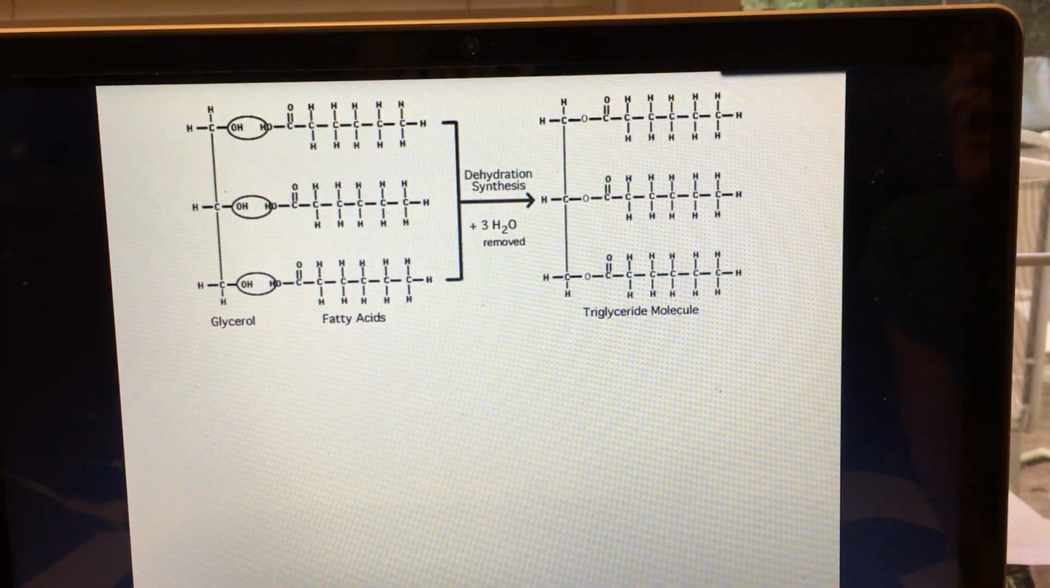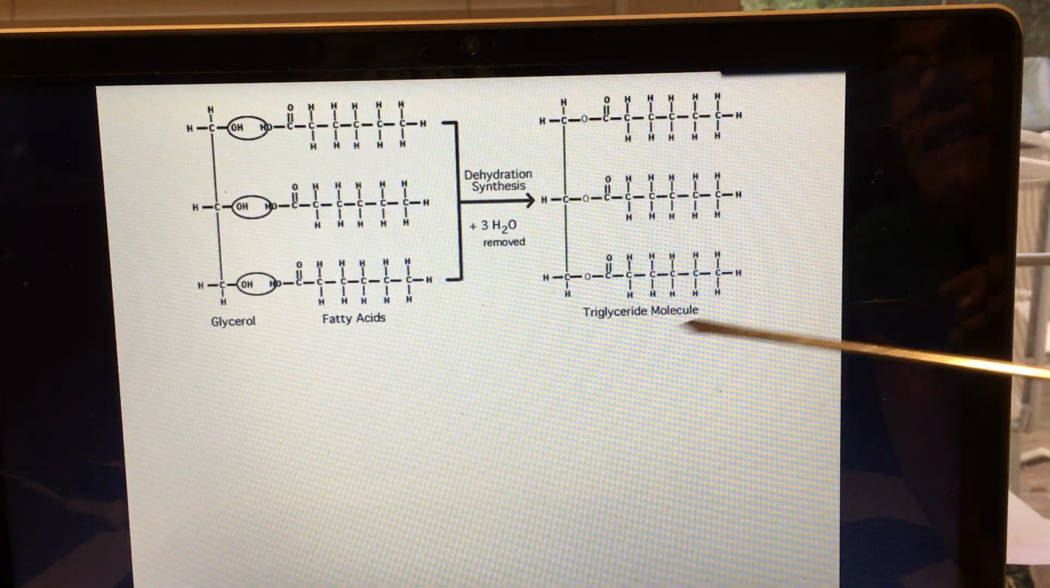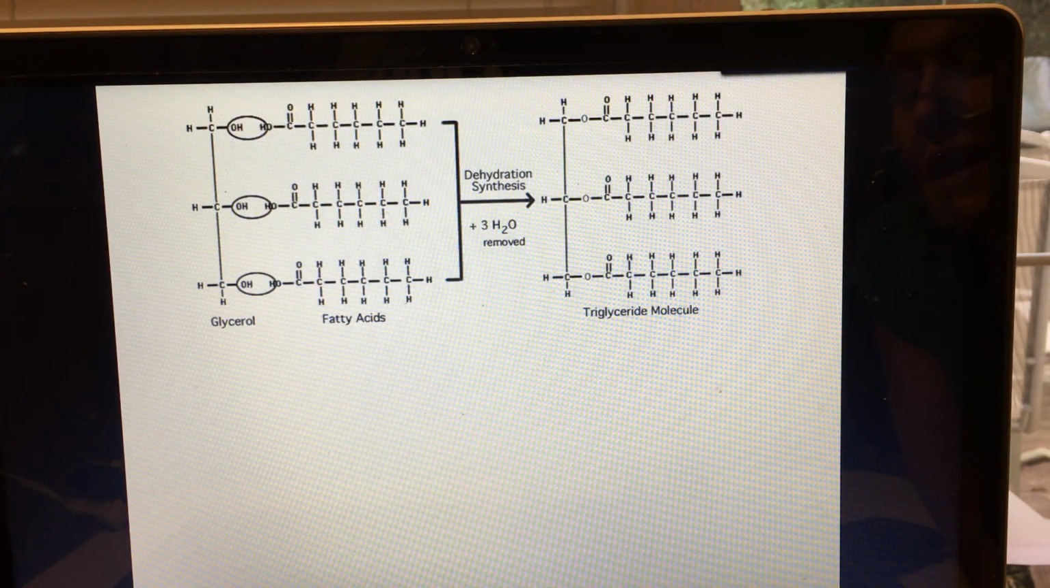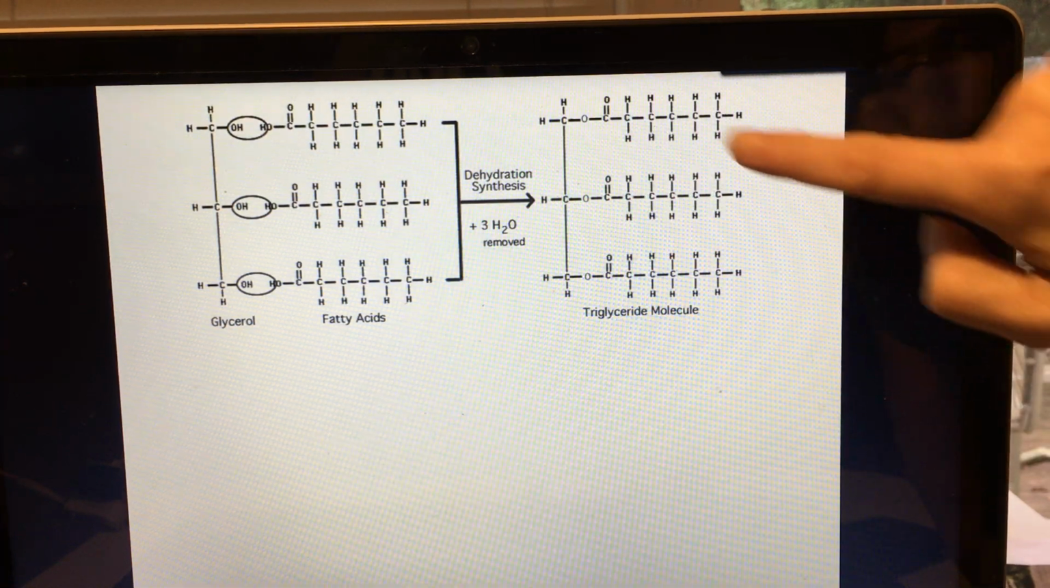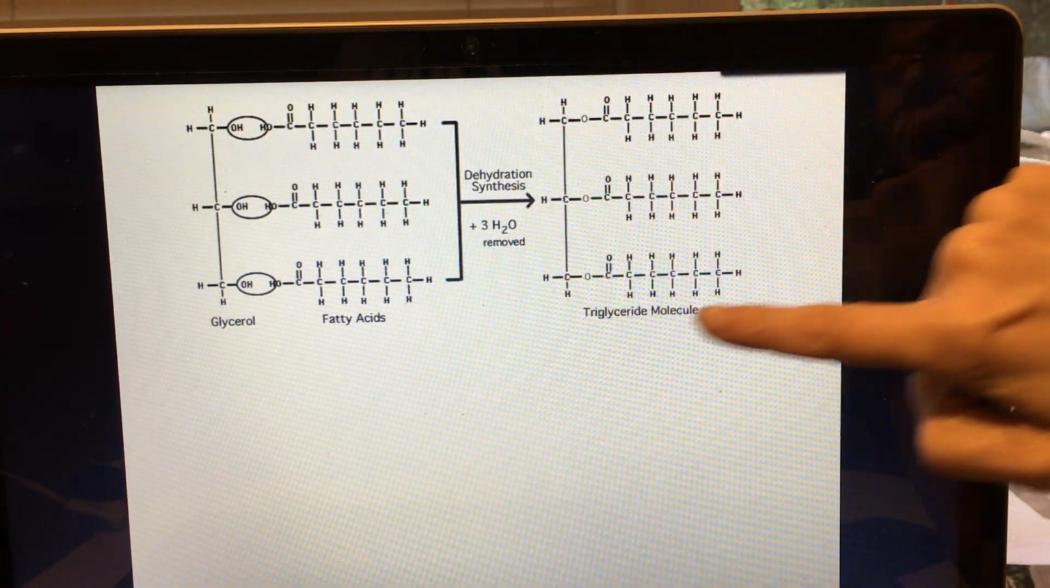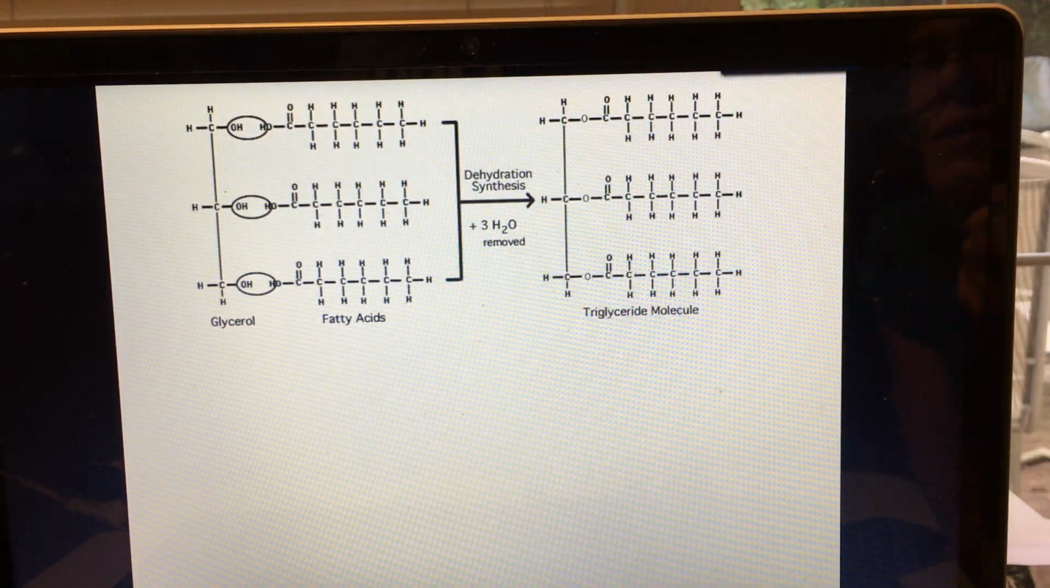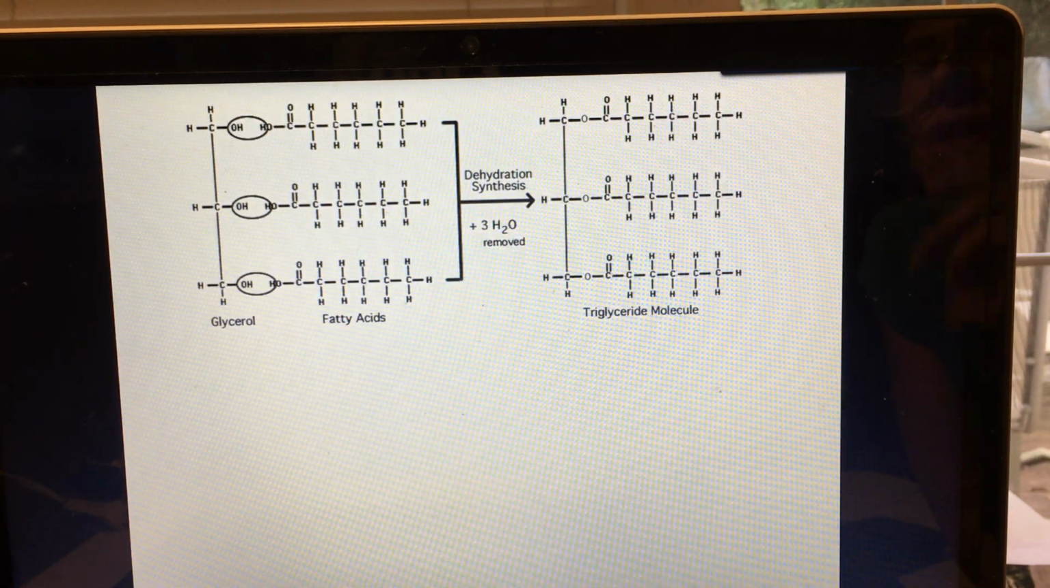So here is a picture of a triglyceride. So this is the fat. Those other things that I was showing you, these chains, are called fatty acids. The whole molecule is called a fat. Students often get that confused and they'll use the terms incorrectly.